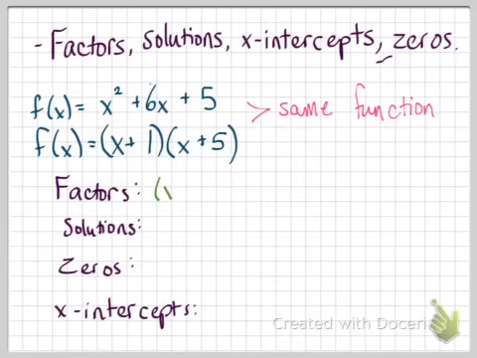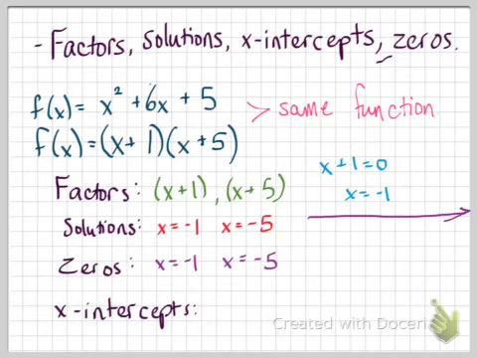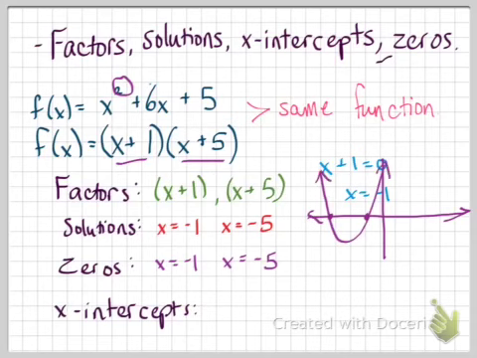Now the factors are easy because they're just the factors from the factored form of the polynomial. So the factors are x plus 1 and x plus 5. To get the solutions, we set each factor equal to 0. So my solutions are x equals negative 1 and x equals negative 5 because if I write x plus 1 equals 0, x will equal negative 1. And I don't mind that you do this calculation in your head. The zeros are the same as the solutions, so they will be x equals negative 1 and x equals negative 5.